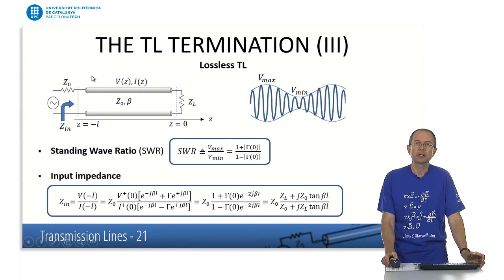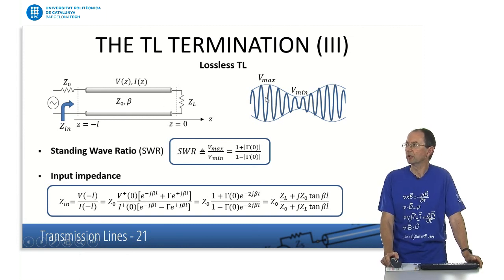Now, let's take an example. Let's assume the termination ZL at the end of the line is different from the characteristic impedance of the line, so we have a reflection in this case. So we have a forward and a backward wave propagating along the same transmission line. So what's going to happen with the voltage, for example, along the line?